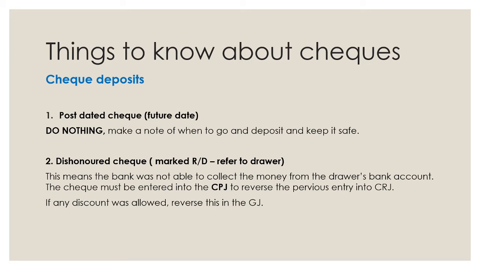So you already accounted for it in your CRJ when you received the check. So when I have to go and take it out, I have to take it out in my CPJ to reverse the CRJ entry that I made. And if you allowed any discount, you have to go and reverse it in your general journal. Okay, so these things are really important. You are going to get a lot of these types of checks in your bank recon.